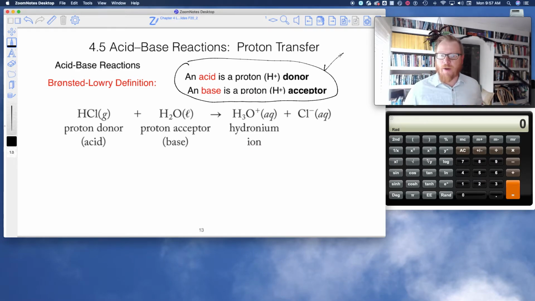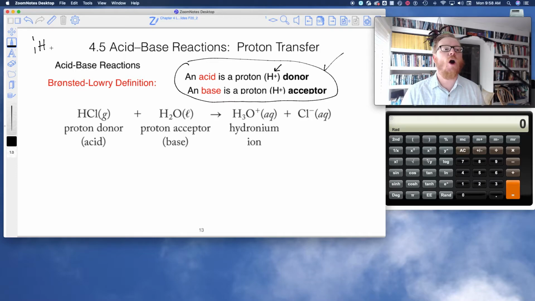And when we're talking about a proton, specifically, we are talking about the H+ ion, right? If you recall, hydrogen as an atom has 1 proton, 0 neutrons, and 1 electron, okay?